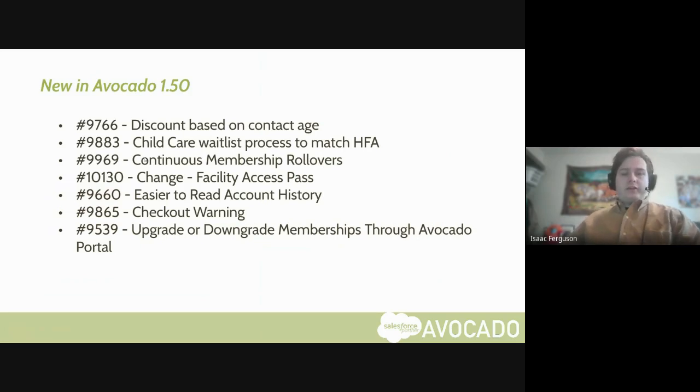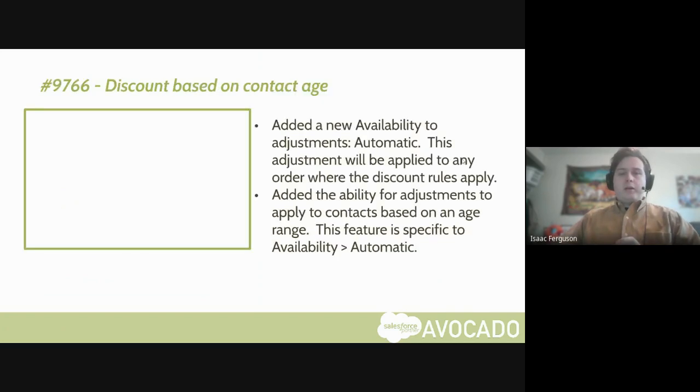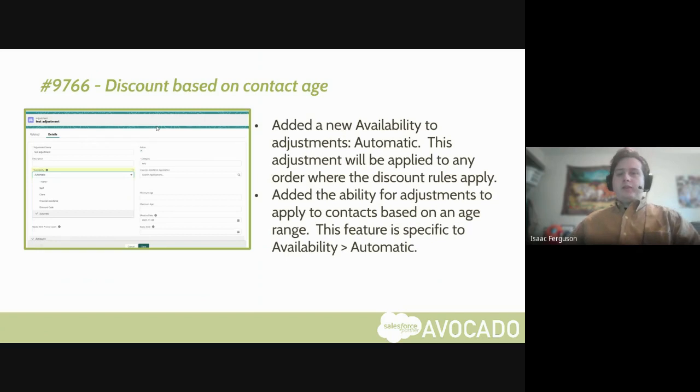There are 7 new features included in Avocado 1.50. I think I'll just start here at the top, and we'll talk about discounts based on contact age. With this feature, we've added a new ability to adjustments, and this is the automatic option. This adjustment will be applied to any order where the discount rules apply. And we've added the ability for adjustments to apply to contacts based on an age range. This feature is specific to that automatic availability.